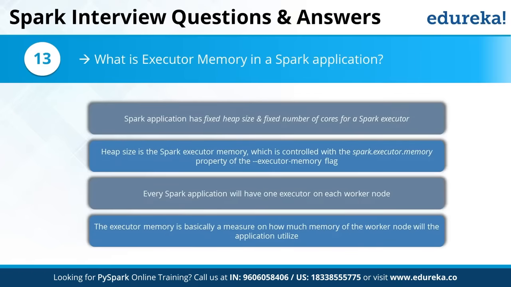So irrespective of whether you use YARN, Resource Manager, or any other Mesos-like resource manager, every worker machine will have one executor, and within the executor the task will be handled, and the memory allocated for that particular executor is what we define as the heap size. And we can define how much memory should be used for that executor within the worker machine, as well as the number of cores that can be used by the executor within the Spark application. That can be controlled through the configuration files of Spark.